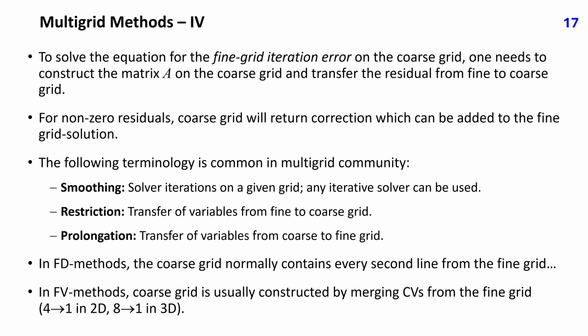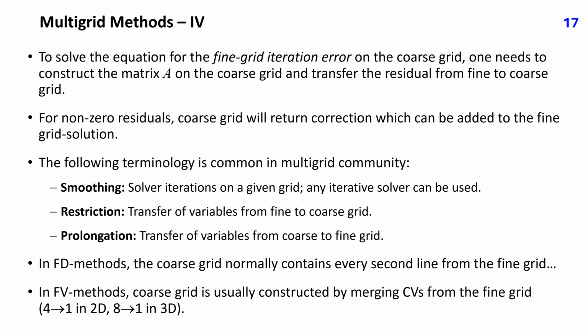To solve the equation for the fine grid iteration error on the coarse grid, one needs to construct the matrix A on the coarse grid and transfer the residual from fine to coarse grid. For non-zero residuals, the coarse grid will return a correction which can be added to the fine grid solution.